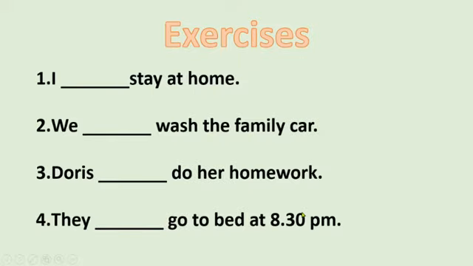Now, here you have four sentences, and the idea is you have to complete them with don't or doesn't, depending on the correct subject. For example, if you have I, maybe don't, doesn't. We, don't, doesn't. Doris, don't, doesn't. Or they, don't, doesn't. I'm going to give you some time, and then we're going to check what would be the right answers.